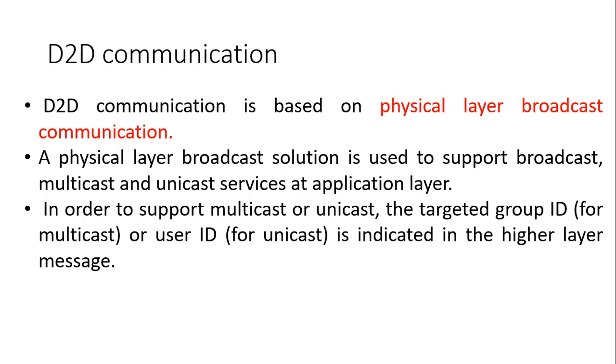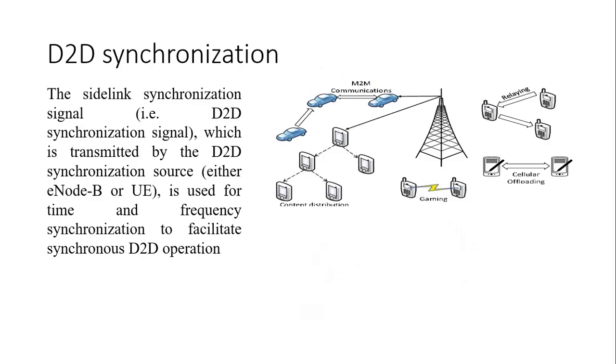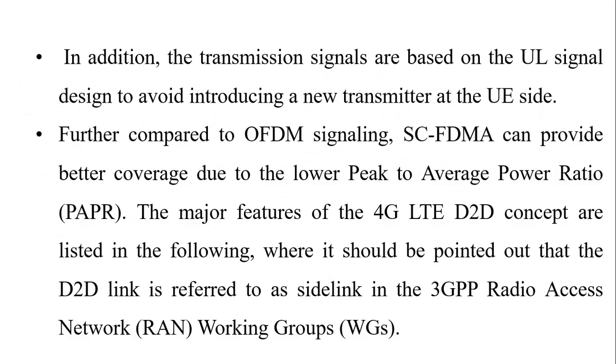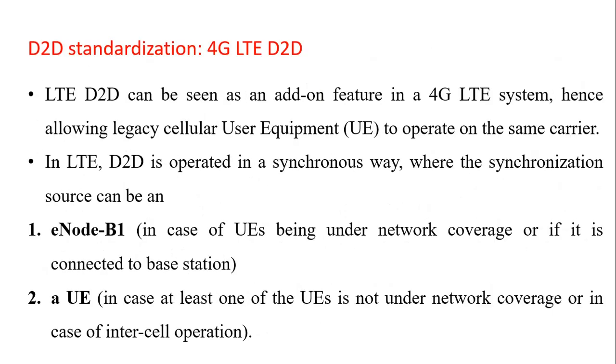In the previous sessions, we had discussed D2D communication, what we mean by D2D synchronization, and what we mean by D2D standardization, that is, 4G LTE to D2D. So, what are the two different synchronization operated in a synchronous way, where the synchronization source can be either eNode B or a UE? eNode B is the base station, and a UE is a user equipment which is not under the network coverage, or in case of intercell operation.